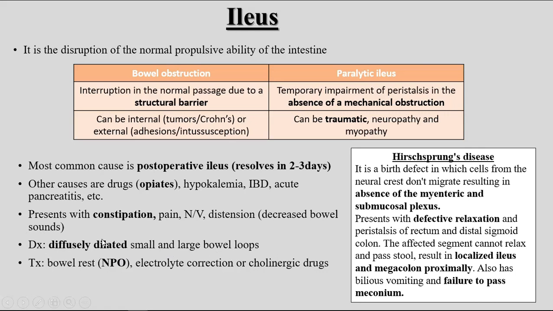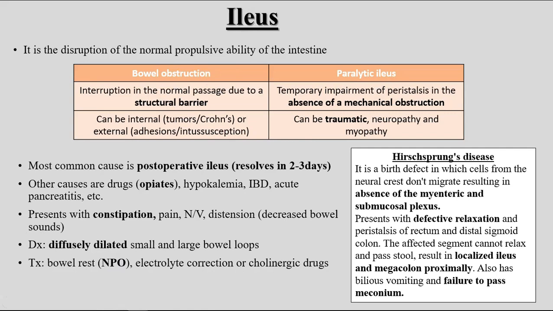So this is very dependent on what kind of pathology it is. If it's paralytic, it's going to be throughout the intestines, whereas if it's obstruction, then you're going to have dilation proximal to wherever the obstruction is. The treatment for it is basically the same. So bowel rest, nil per os, you just give them IV nutrition. You do electrolyte correction or cholinergic drugs. Cholinergic drugs would increase the parasympathetic activity and therefore increase peristalsis.